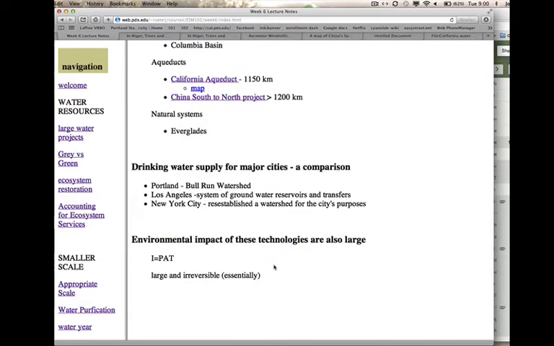I want to just compare drinking water supply as one example of large water projects. So this would be drinking and domestic water supply, really. We think of it as drinking water, but people only drink a very small amount of water. They use mostly for showers and washing and flushing the toilet. That far exceeds how much water we drink.